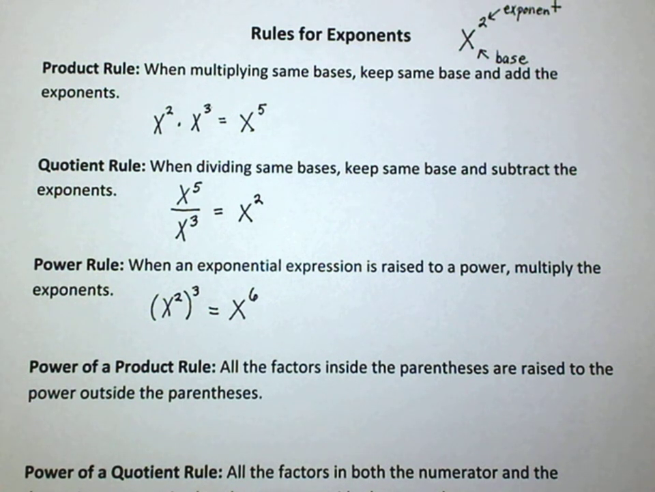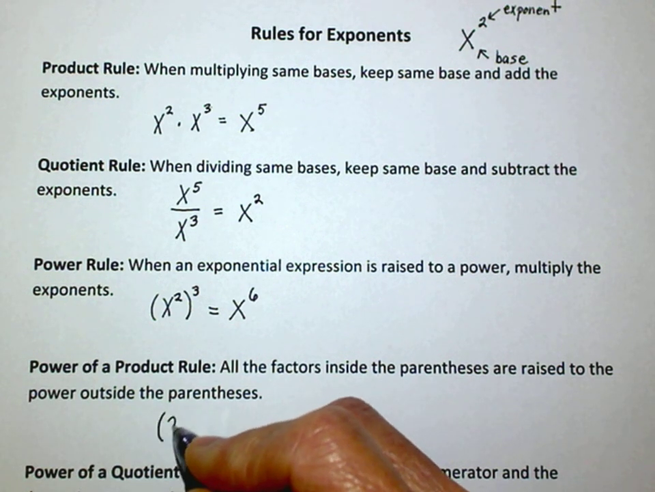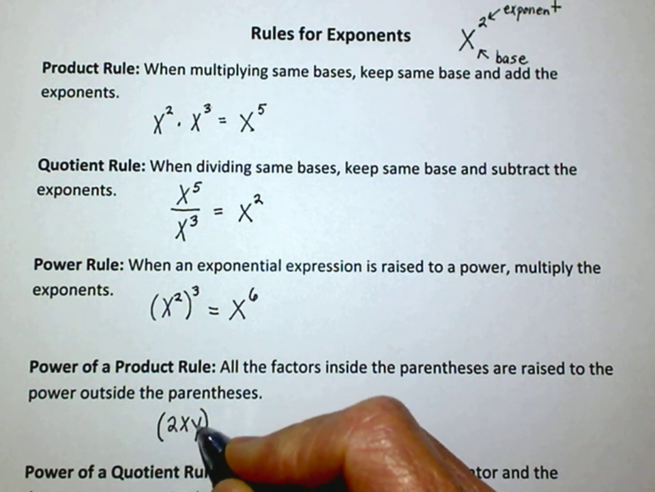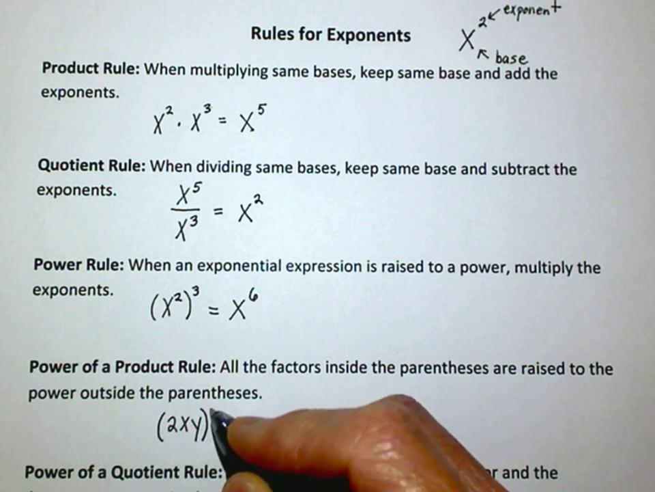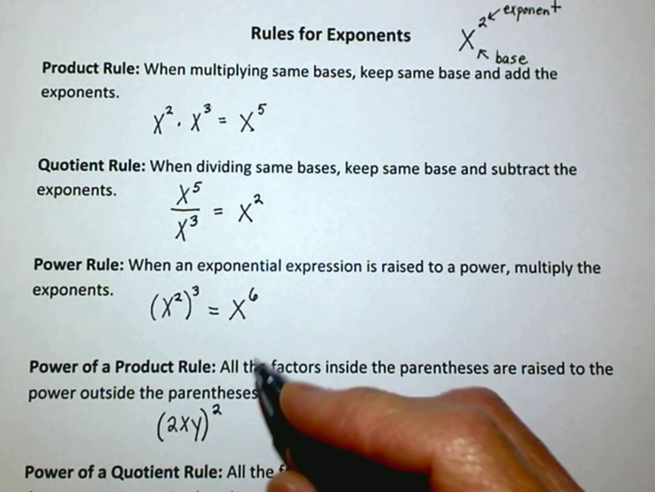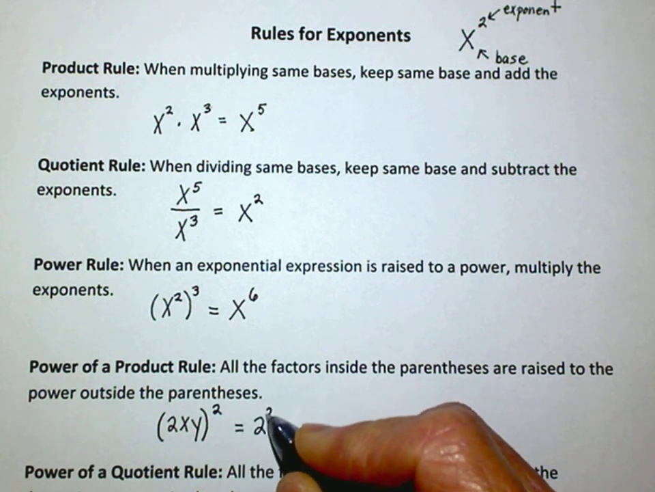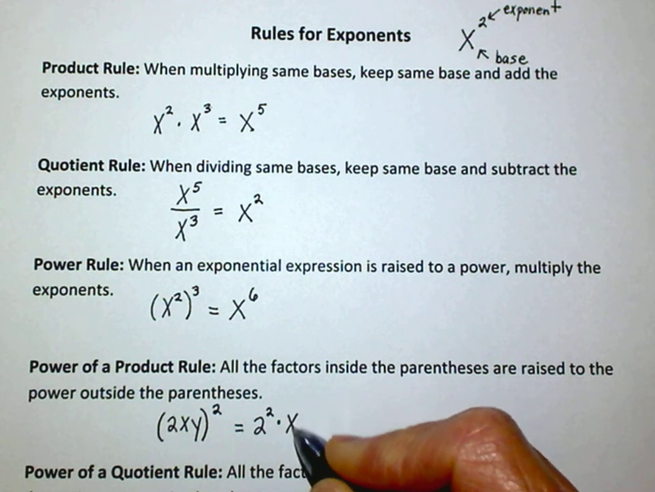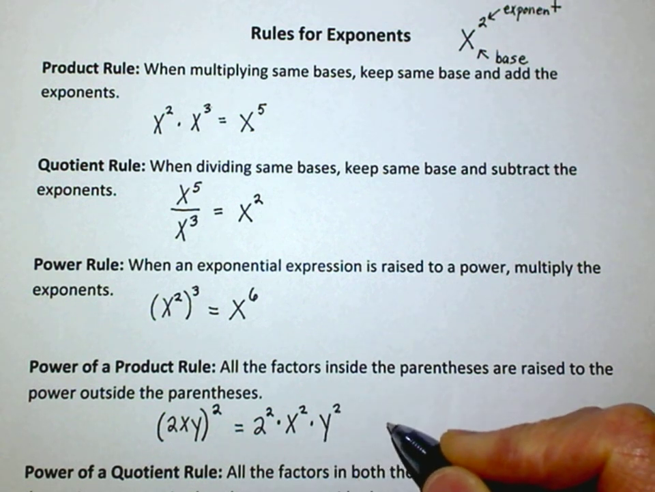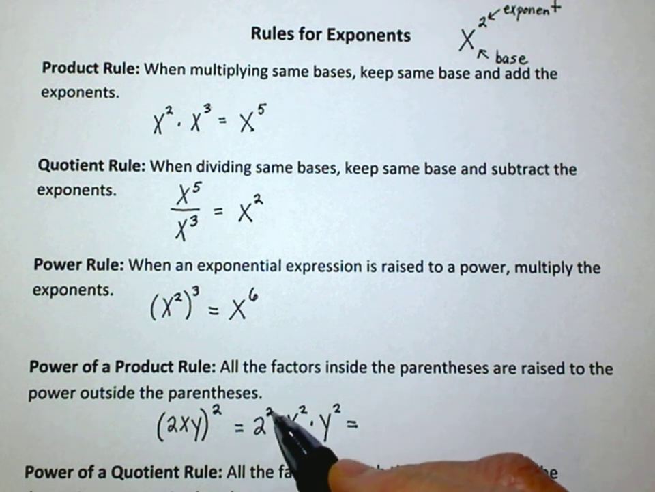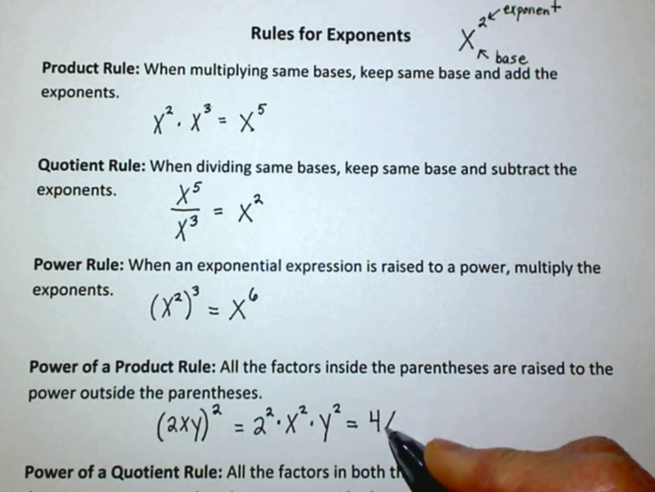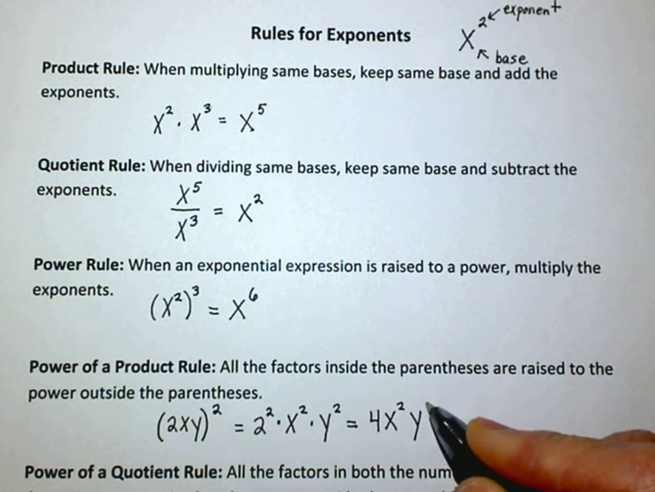Now if I have several things inside the parentheses, the power of a product rule, all of these are multiplied, so this is a product raised to a power. It tells me that everything inside the parentheses has to be raised to this power. So 2 has to be raised to the 2nd power times x raised to the 2nd power times y raised to the 2nd power. Now I can simplify that, because 2 raised to the 2nd power is 2 squared, which equals 4. So I can write this as 4x squared y squared.